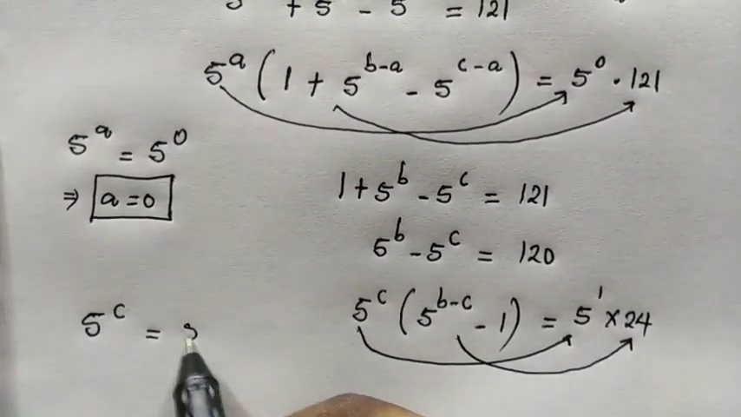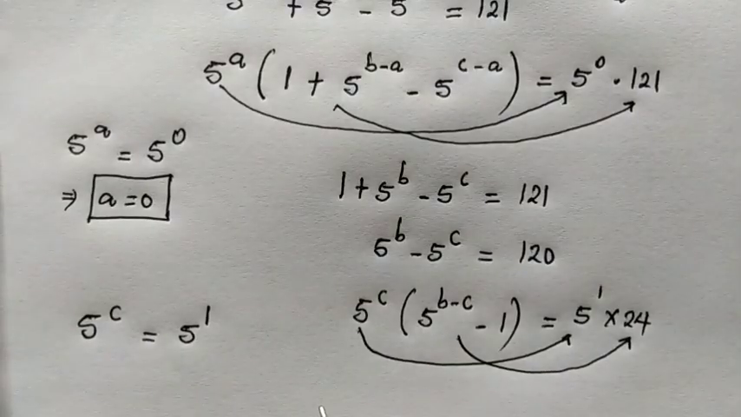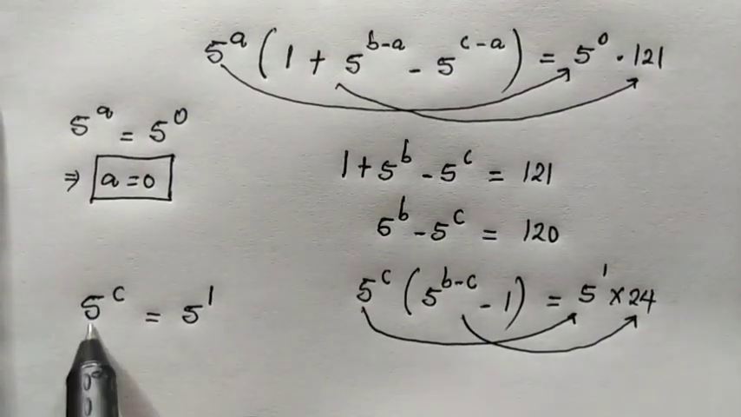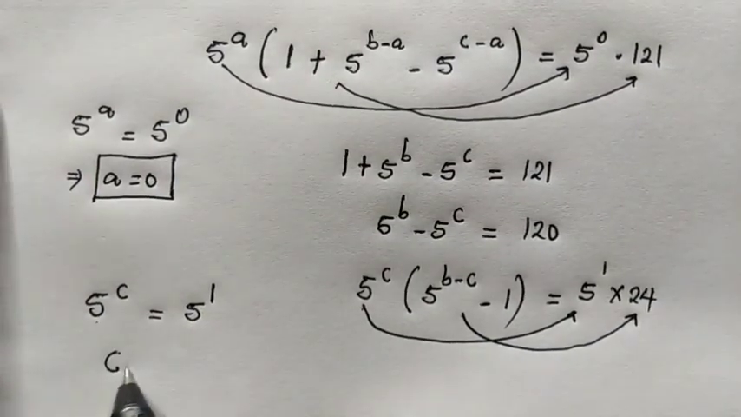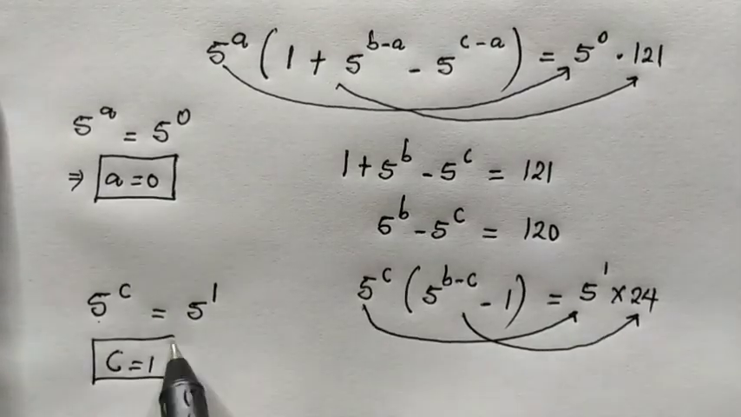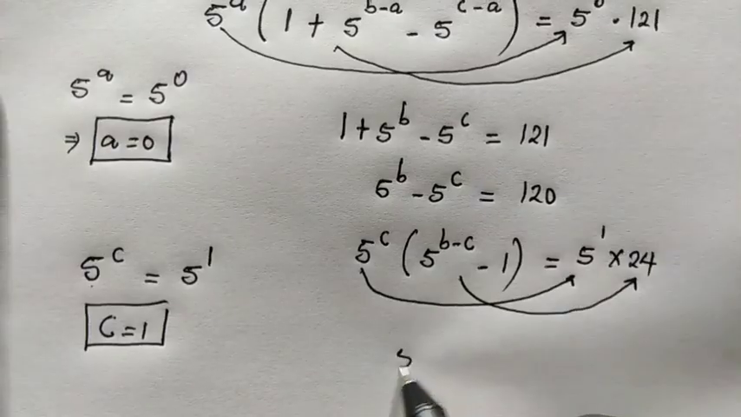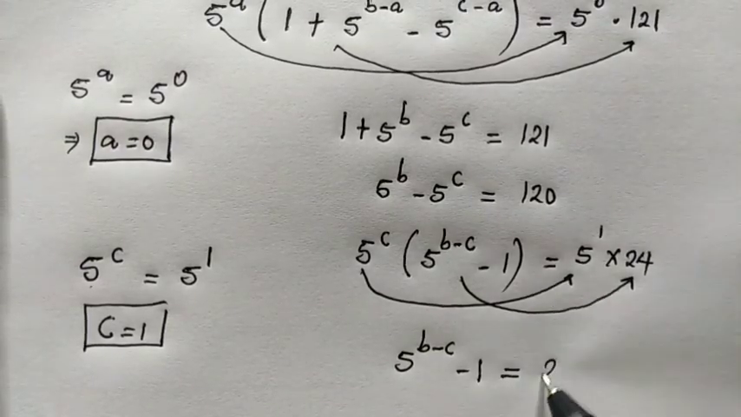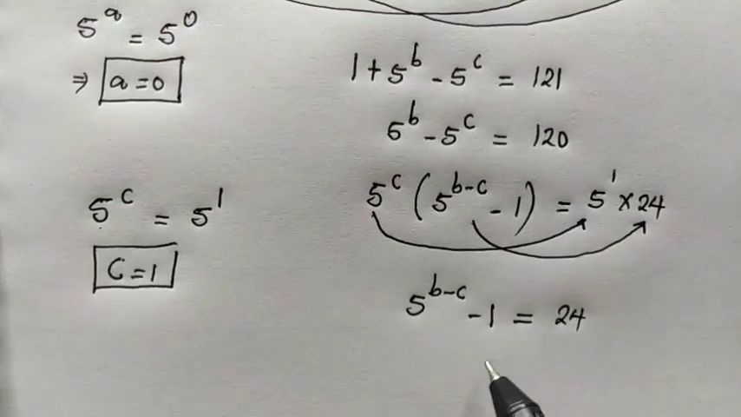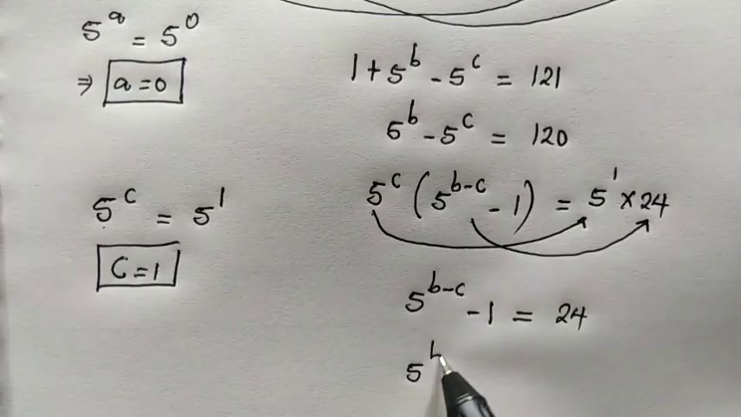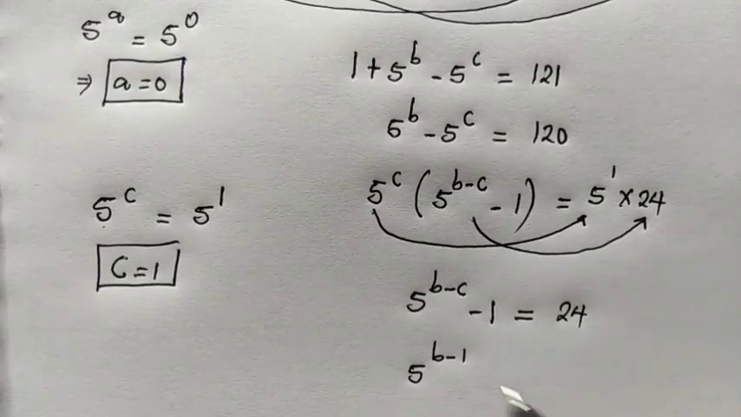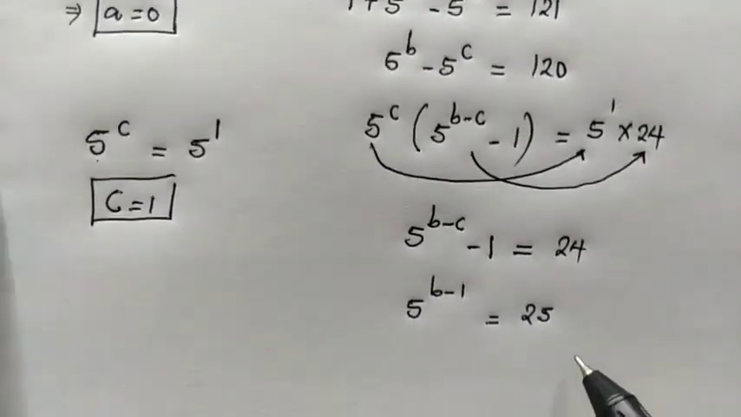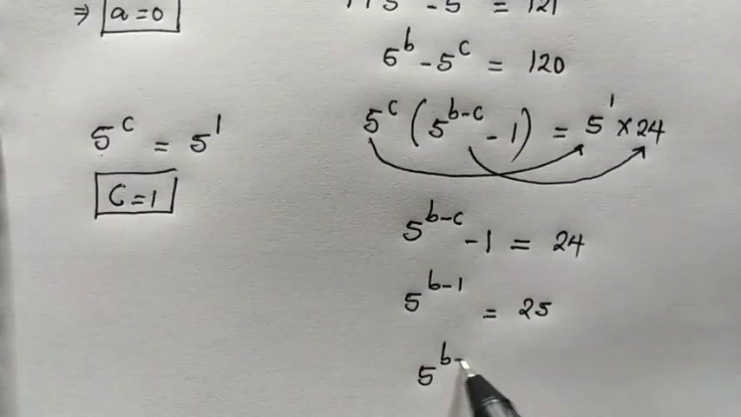Okay, so from here, we have to compare this as follows. So this 5 to the power of c is going to be equal to 5 to the power of 1, right? And here, this is going to be equal to 24. Remember that 5 to the power of anything minus 1, we have last digit not equal to 5, right? The same thing happens here. So here, if 5 to the power of c is equal to 5 to the power of 1, this implies from here, the same base, we equate the power, so c is equal to 1, right?